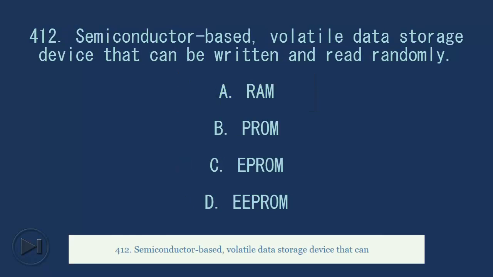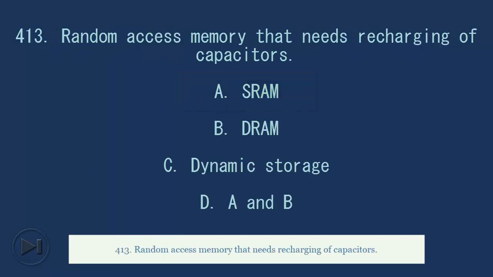412. Semiconductor-based, volatile data storage device that can be written and read randomly. A. RAM. B. PROM. C. EPROM. D. EEPROM. Answer, A. RAM.